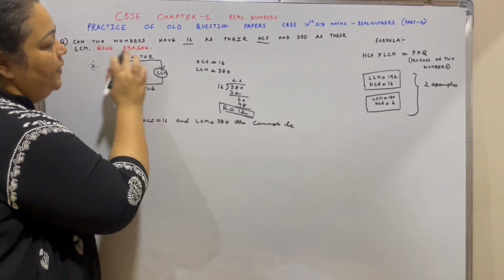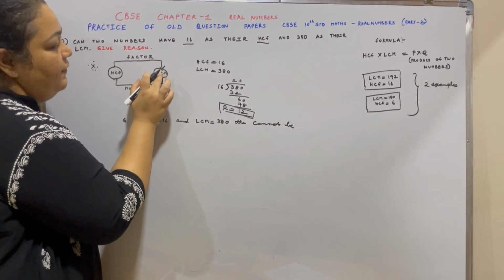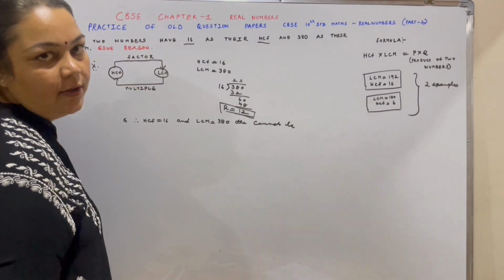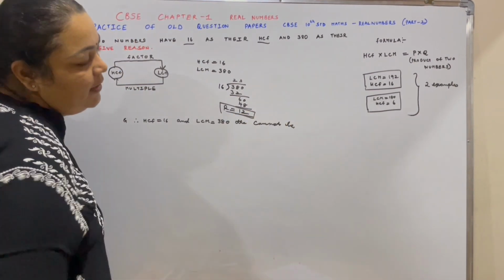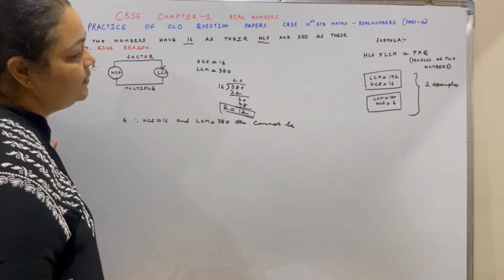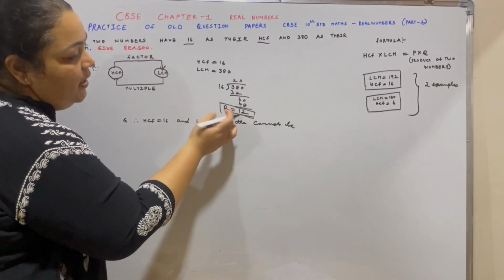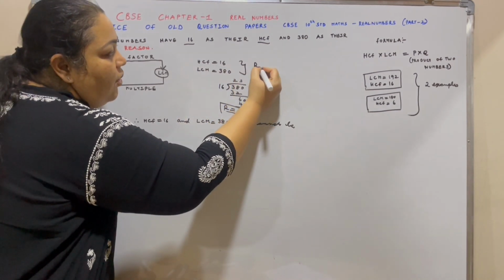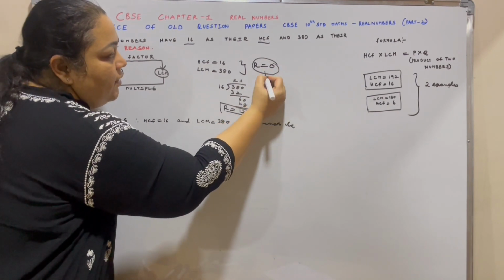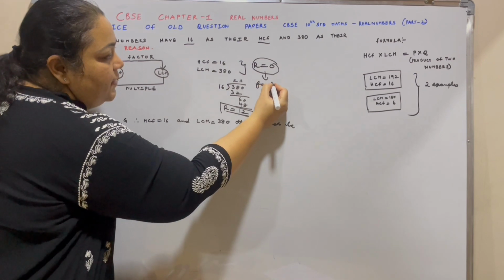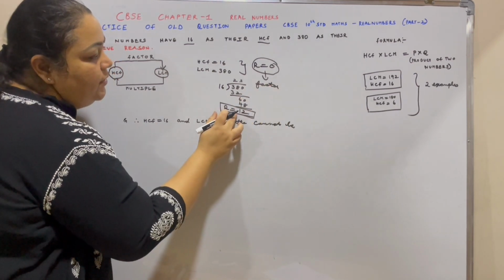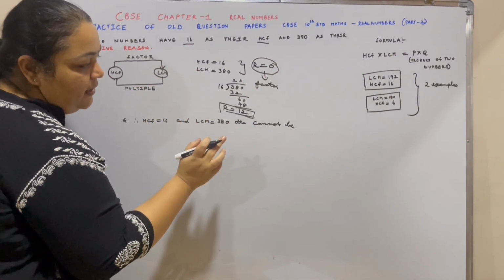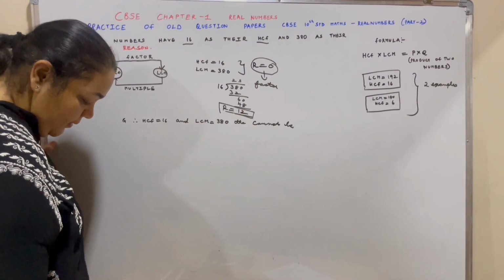Because HCF is a factor of LCM, and LCM is a multiple of HCF. When we check the factors, the remainder is equal to 12. If it is a factor, the remainder should always be equal to 0. Then only it is called a factor. Since the remainder is not equal to 0, HCF equal to 16 and LCM equal to 380 cannot be. Okay, this is the answer.